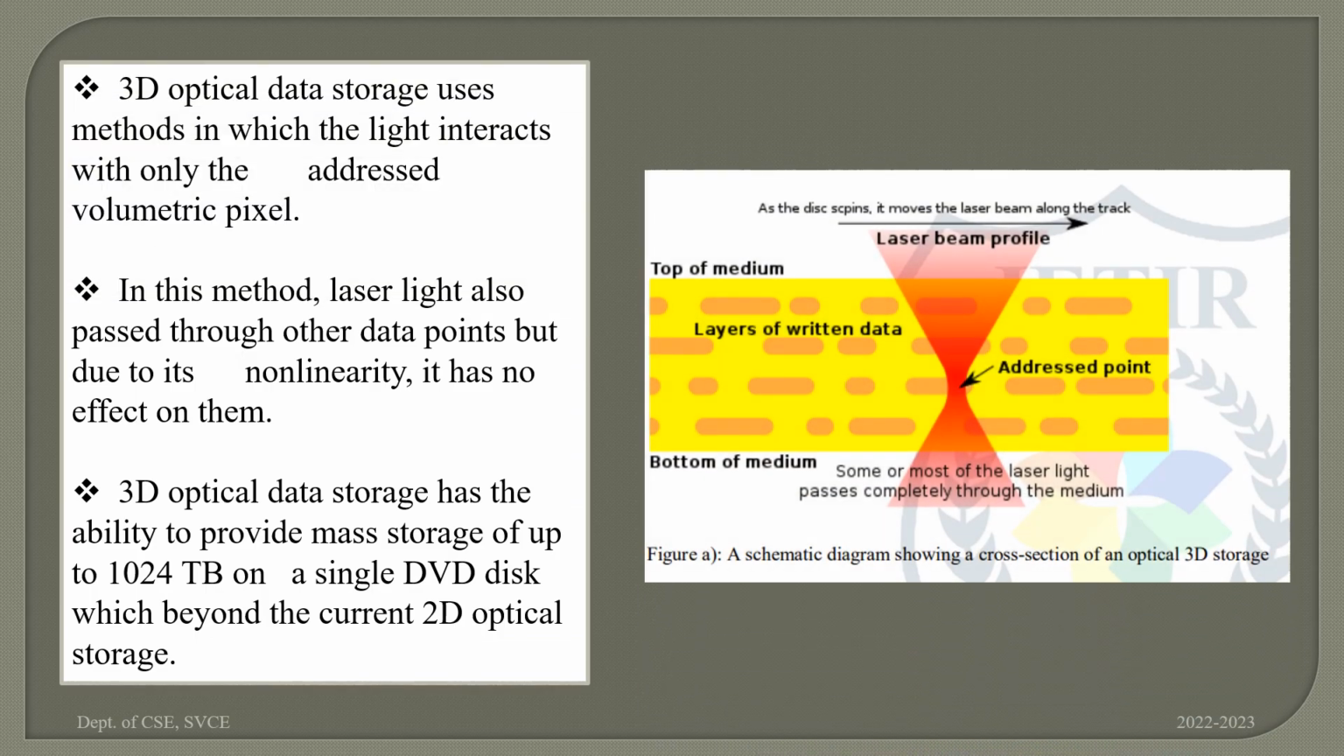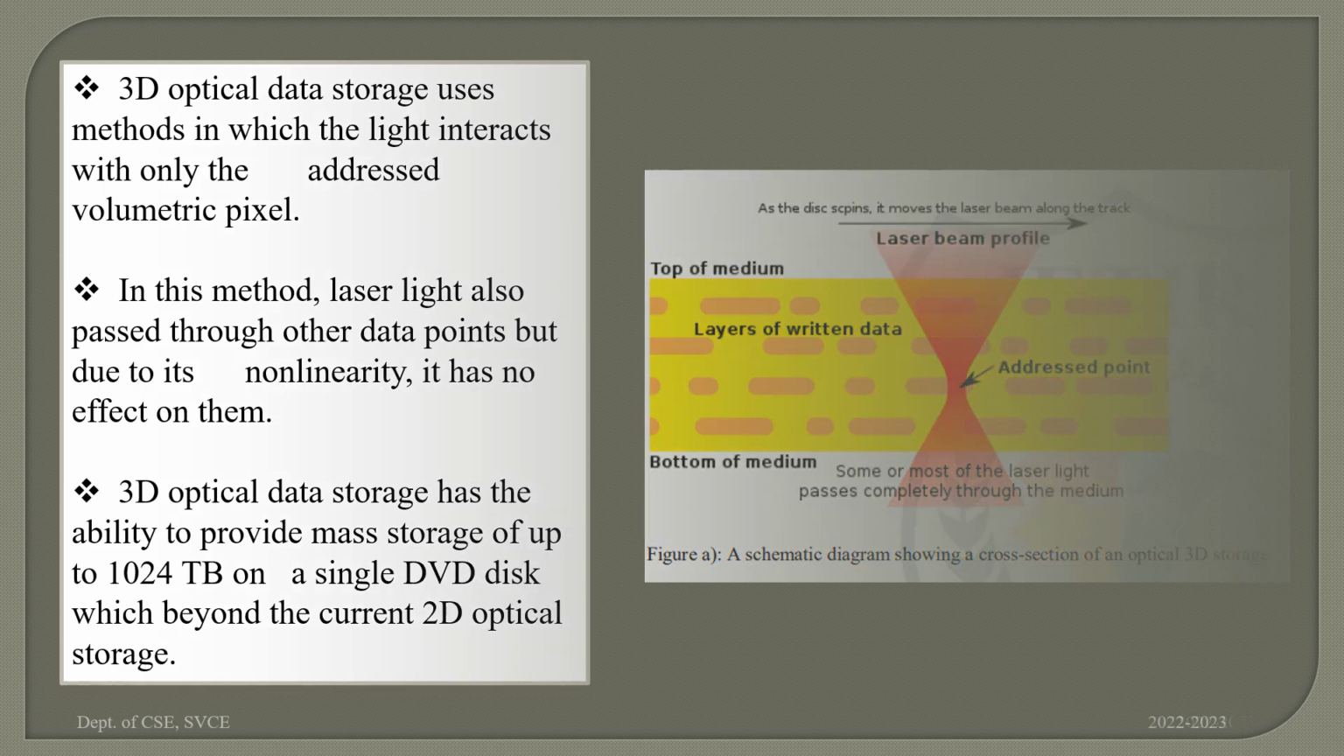3D optical data storage uses methods in which the light interacts with only the addressed volumetric pixel. In this method, the laser light also passes through the other data points, but due to its non-linearity, it has no effects on them. The 3D optical data storage has the ability to provide mass storage of up to 1024 TB on a single DVD disk, which is beyond the current 2D optical storage.